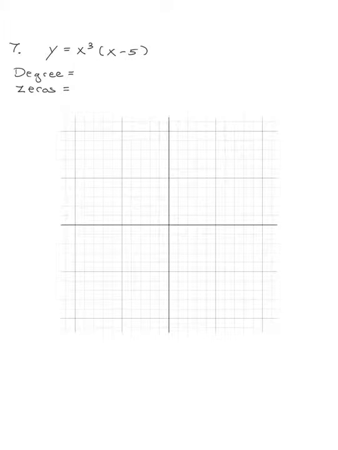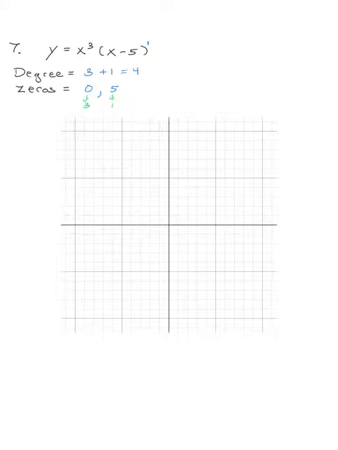All right, for the degree, I'm going to put an exponent of 1 here, and note that if I add those up, I have a degree of 4, meaning we're going to go up on both sides. The zeros are 0 and 5. For this factor, there's a degree of 3, and for this factor, there's a degree of 1, so it's crossing at both of these locations.